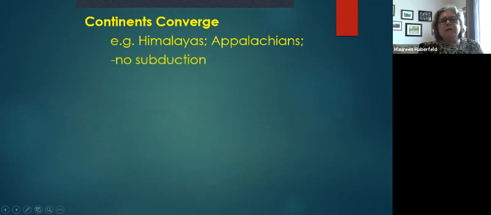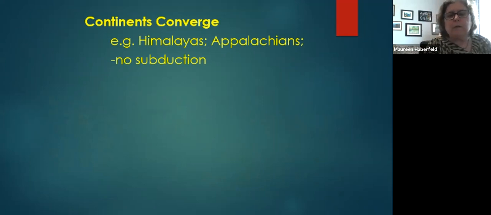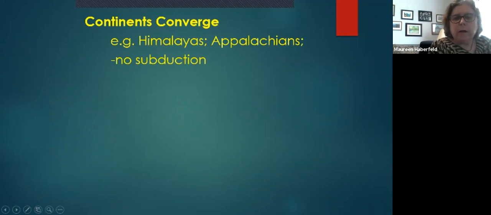When you get two continents converging, continental convergence, you don't get any subduction because remember, continental crust is not dense. It's not dense enough to subduct. So instead, everything crumples together and forms into high mountain ranges. On Earth today, the youngest mountain range is the Himalayas, and that's where India has geologically pretty recently collided with Asia and formed the Himalayas.